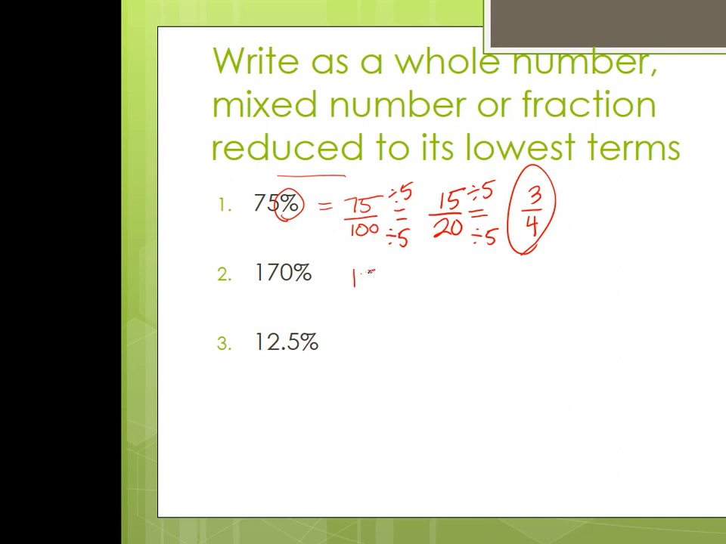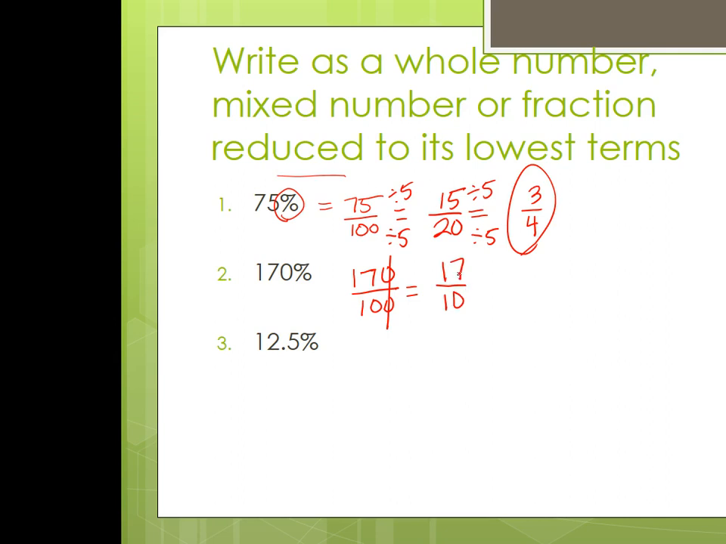All right, 170% is 170 over 100. Now, those both divide by 10. And when you divide by 10, it's really just getting rid of a 0. So if you notice they both have an extra 0, you can just cancel that 0 out. So you get 17 tenths.